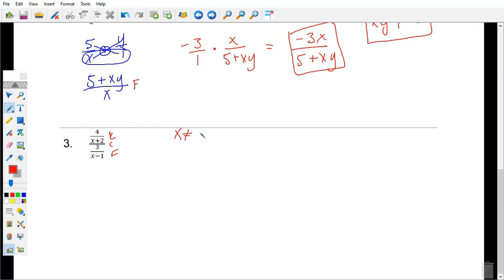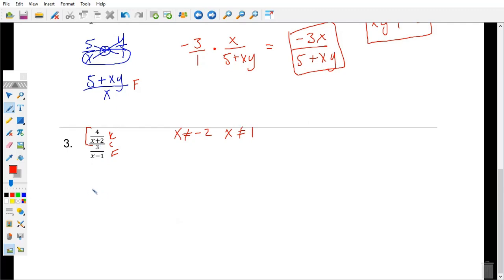0, -2, and 1. Because if I plug in -2, it makes the numerator 0. If I plug in 1, it makes the denominator 0. Do we see that? Wait, what's the numerator and what's the denominator? So your numerator fraction is here. You have a numerator fraction and a denominator fraction. That's what makes it complex. So 3 is part of your denominator.